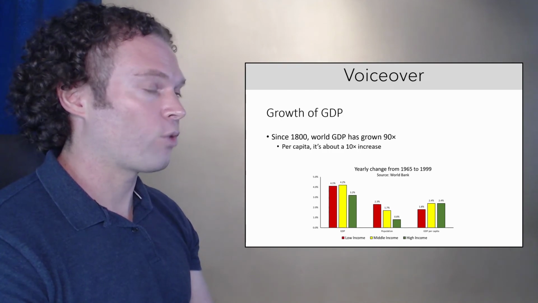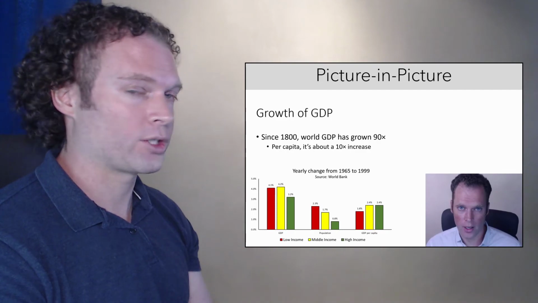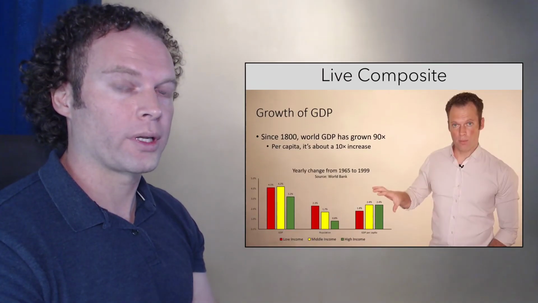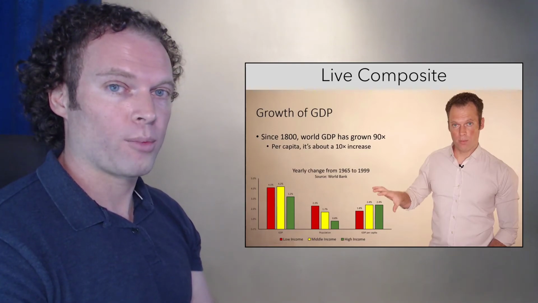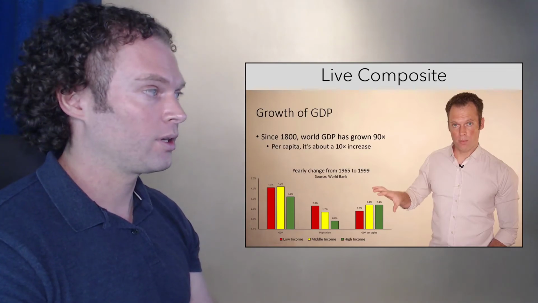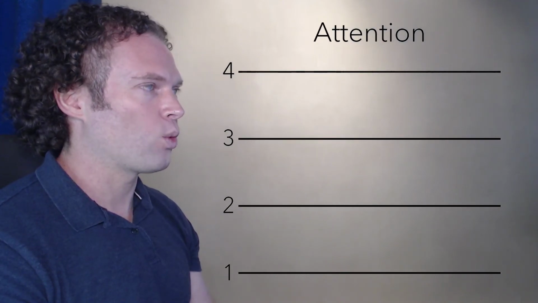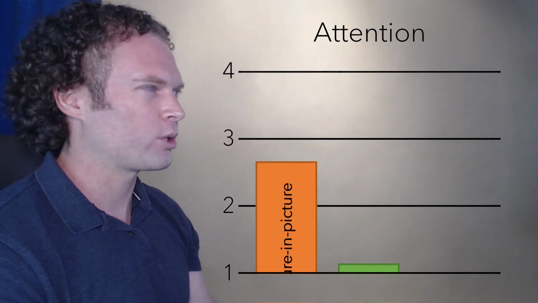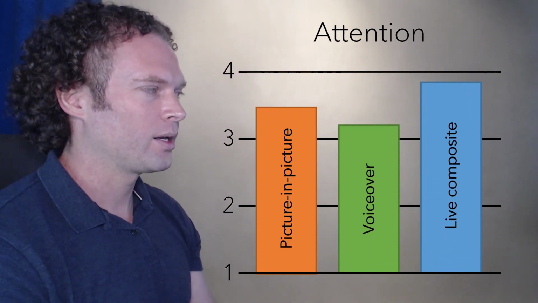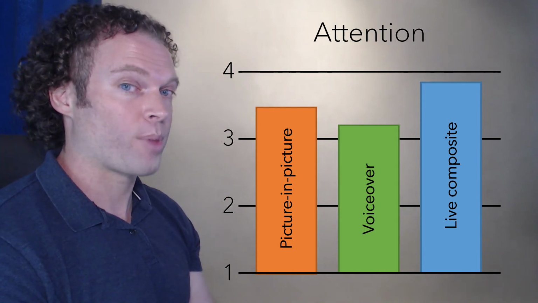I created a voiceover where I narrated the slides. I used my webcam to create a picture-in-picture, and then I used my Overkill lecture recording studio to create the live composite video. My students watched these different lecture recording formats and then answered some questions where they evaluated them. For example, we asked them how easy it was to pay attention. This was on a scale of 1 to 5. I've cut the 5 off the top, so these bars would be really big. What you can see is my students rated the live composite lecture easier to pay attention to.